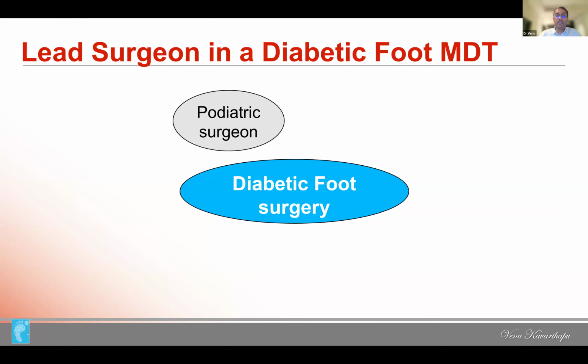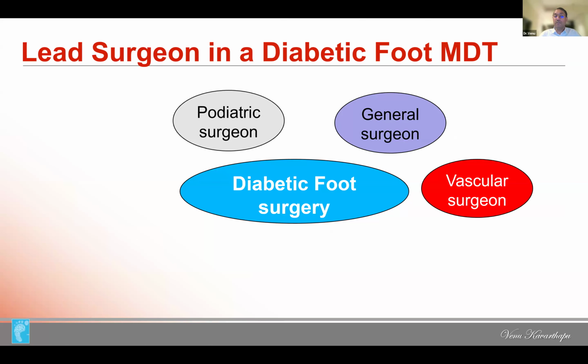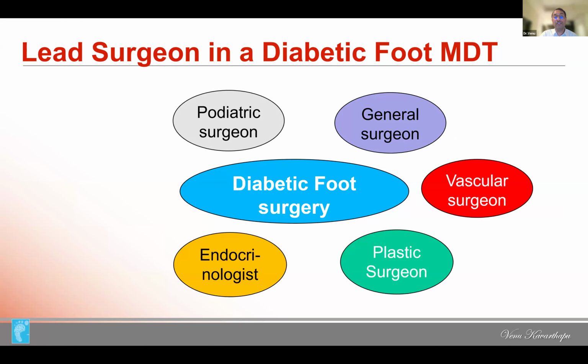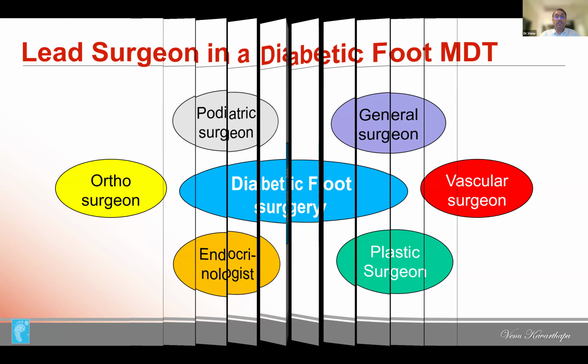In the US and in some other countries, it is often a podiatric surgeon or a foot and ankle orthopedic surgeon. In some countries, it is a general surgeon. And of course, in some countries, vascular surgeons. In some healthcare organizations, it can be a plastic surgeon. In fact, in Italy and in some other places, even endocrinologists provide such surgical cover. And an orthopedic surgeon is perhaps increasingly involved in the surgical management of the diabetic foot and taking the leadership as well. And that is still evolving.